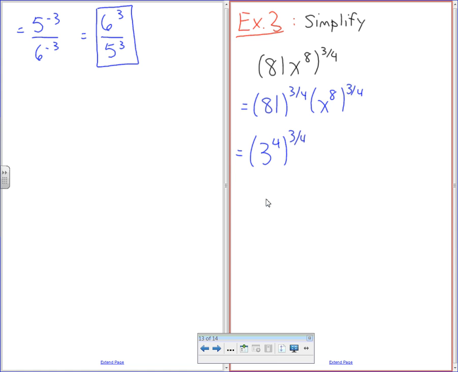So just like how we're doing, if we were to do it like this, right? That's just your regular rule that we use there. I'm going to do the same thing here. And do 8 times 3 over 4, which is also going to be 24 over 4, which is going to go to x to the 6 in a little bit.